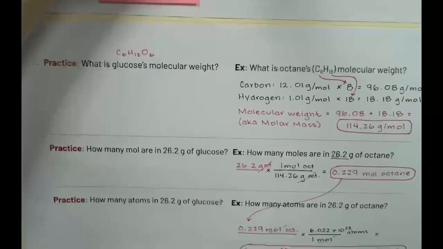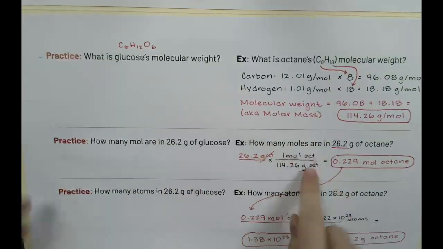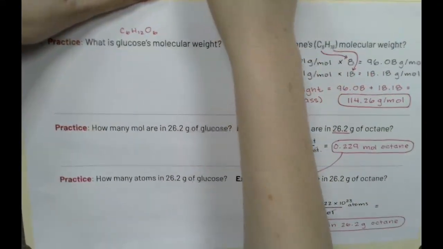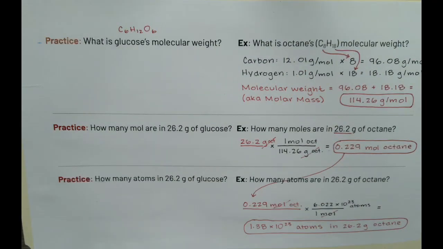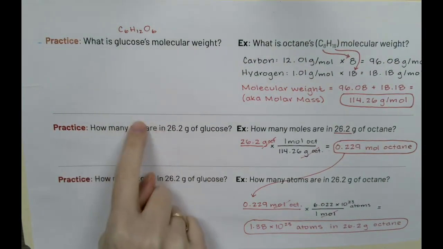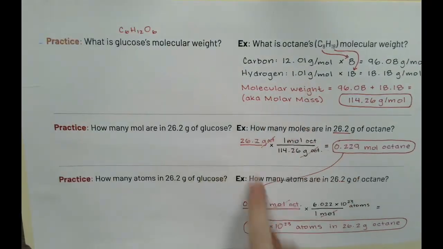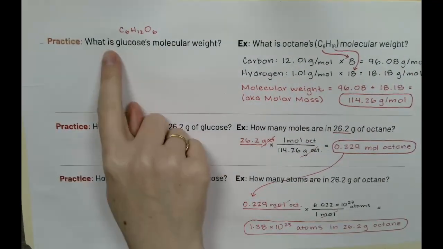There was a practice problem, and then there was an example problem worked out. So I want to go through and work on this and help you understand how we got here. So I've got a paper for each of these. But take a look at this example problem. The question is, what is glucose's molecular weight?